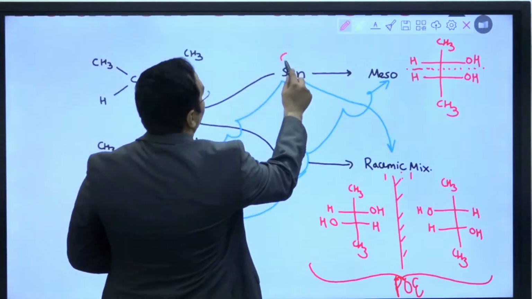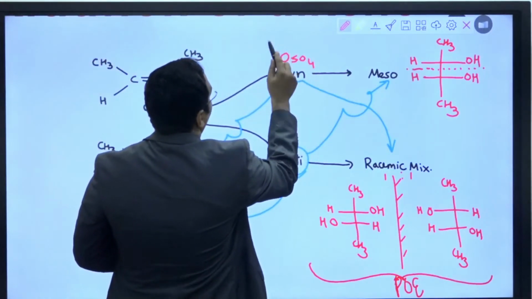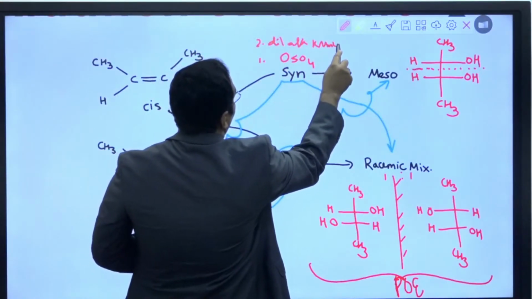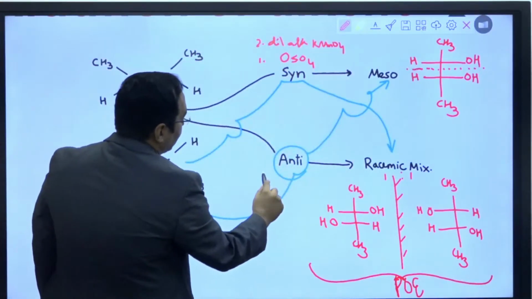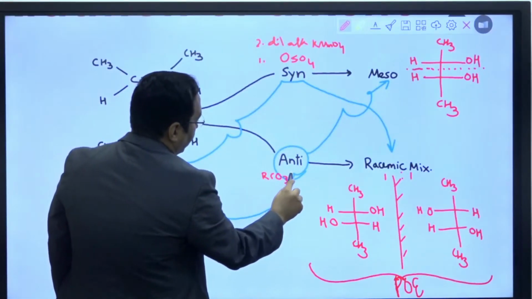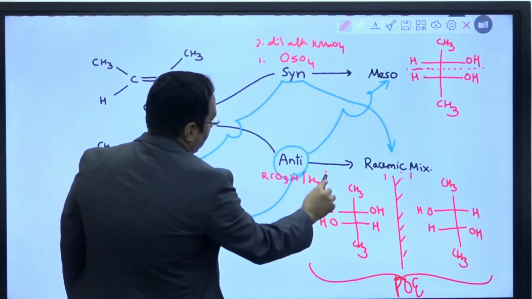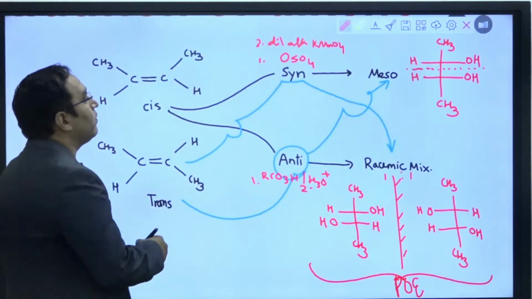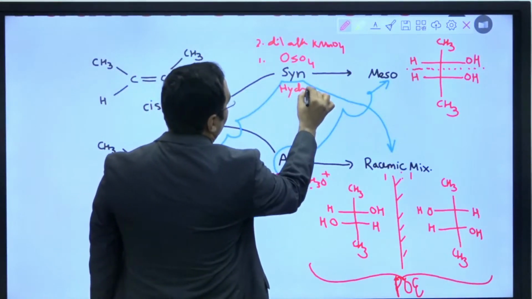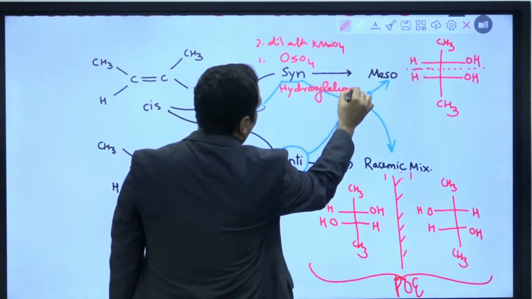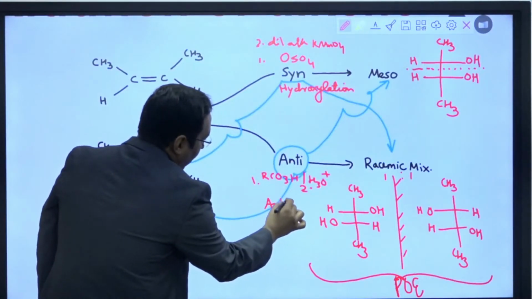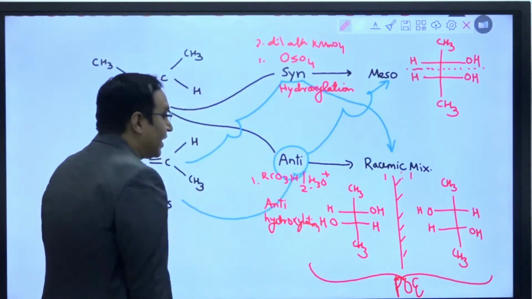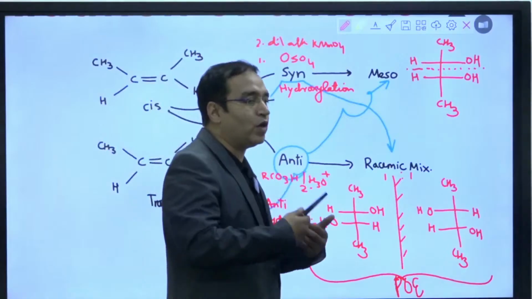यानी अगर यहाँ पे OsO4 यूज किया है या आपने dilute alkaline KMnO4 यूज किया है, सो syn addition, syn hydroxylation. Anti चाहिए, you should use RCO3H followed by H3O+. लिख लीजिए, anti-hydroxylation हो गया. This is example of syn hydroxylation. This is example of anti-hydroxylation. There are two aspects, right? First thing you should know what will form. Second thing is how will it form. How बाद में आएगा, पहले what पता चलना चाहिए, right?